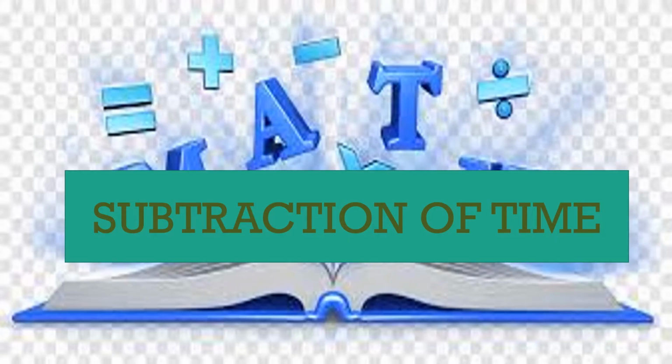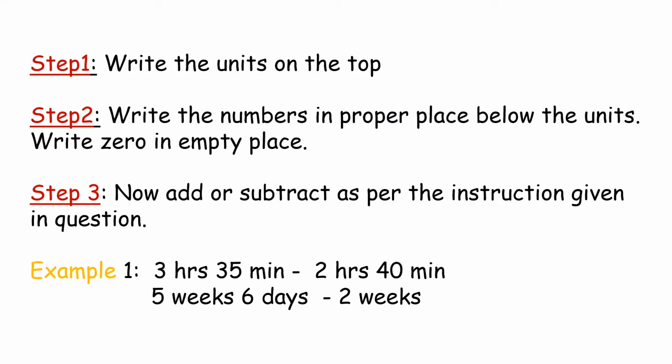This is the title of today's topic, subtraction of time, and these are the steps you must follow. The first step, write the units on the top. Then write the numbers in the proper place below the units, and write 0 in the empty place. Step number 3, now add or subtract as per the instruction given in the question.